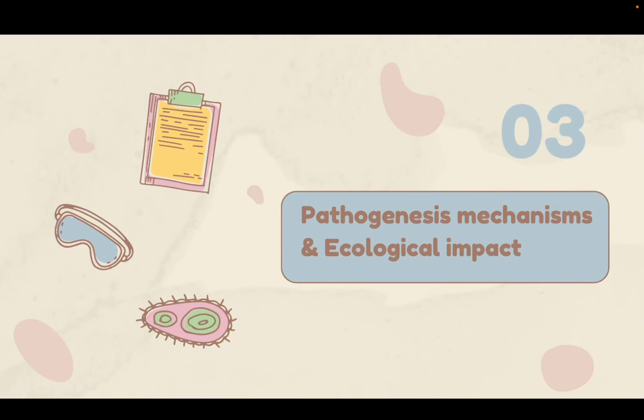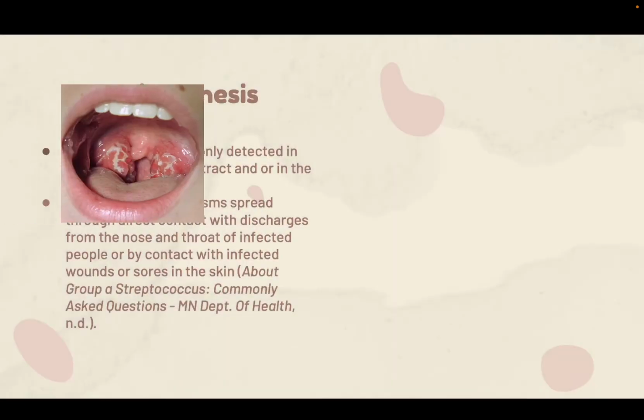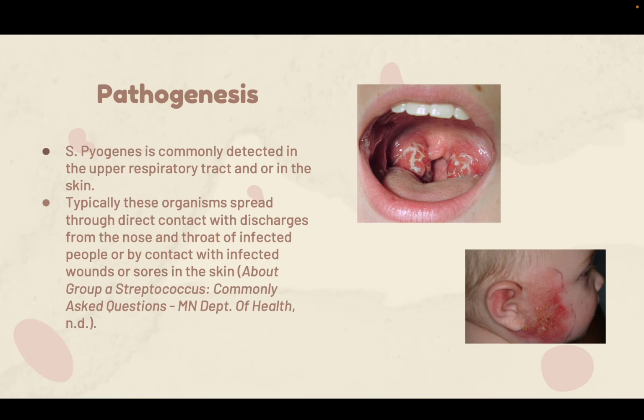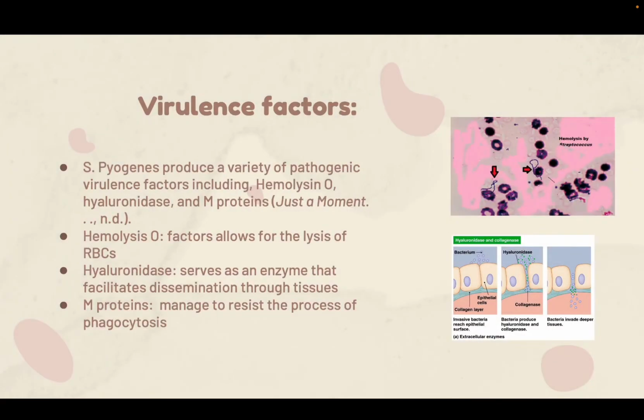Pathogenesis mechanisms and ecological impact. S. pyogenes is commonly detected in the upper respiratory tract or in the skin. Typically, these organisms spread through direct contact with discharges from the nose and throat of infected people, or by contact with infected wounds or sores in the skin. So usually when someone with the infection coughs or sneezes, or if they share food or drinks, one can be contaminated with this bacterium. You can also pick this bacteria up from a surface and then transfer it to your nose, eyes, or mouth. So, it's always important to make sure your hands are clean before you touch your face.